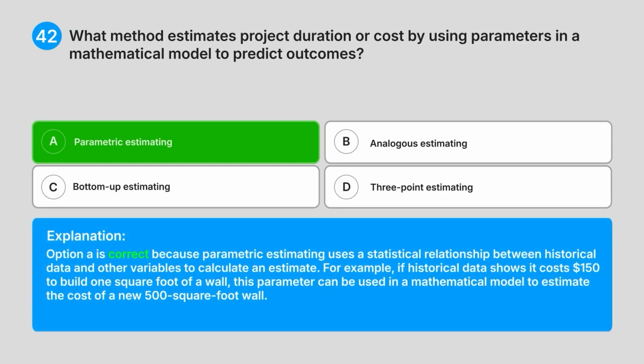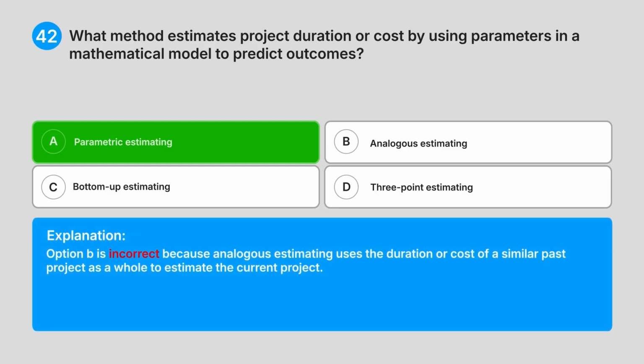Explanation: Option A is correct because parametric estimating uses a statistical relationship between historical data and other variables to calculate an estimate. For example, if historical data shows it costs $150 to build 1 square foot of a wall, this parameter can be used in a mathematical model to estimate the cost of a new 500 square foot wall.